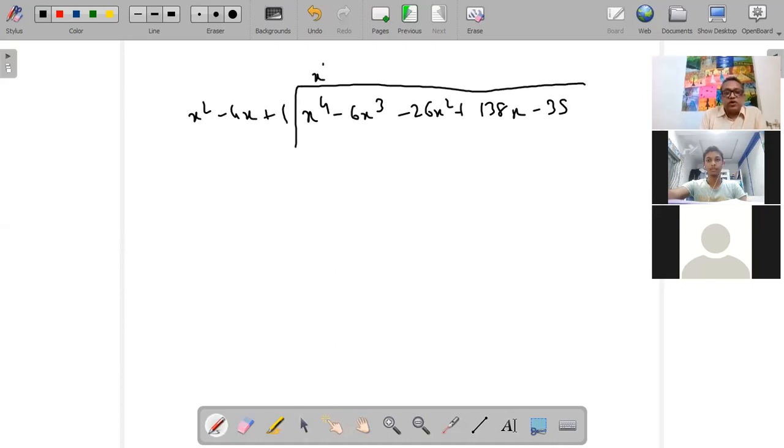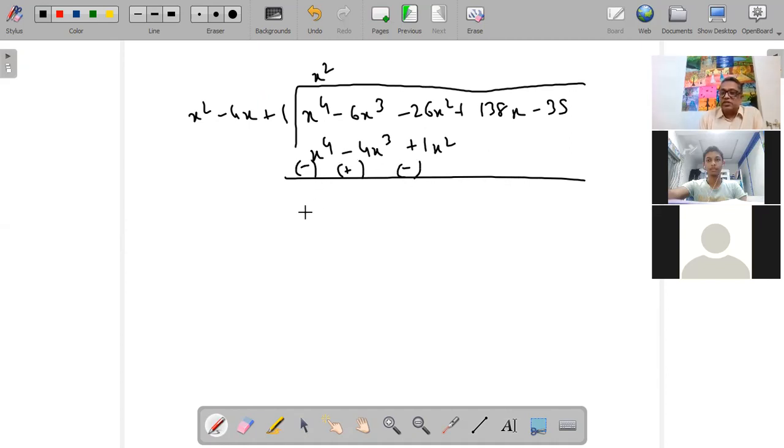So x square into x square gives x4. Minus 4x into x square we get minus 4x cube. 1 into x square we get 1x square, or you can simply write x square. Remember to change all the signs. So the signs have changed. x4 cancels. Minus 6 and plus 4 we are getting minus 2x cube. Minus 26 minus 1 we get minus 27x square. Bring down the numbers from top, 138x minus 35.